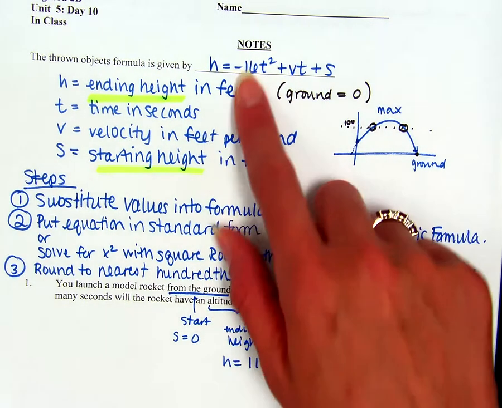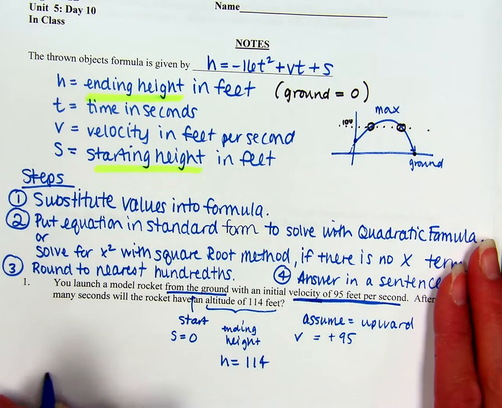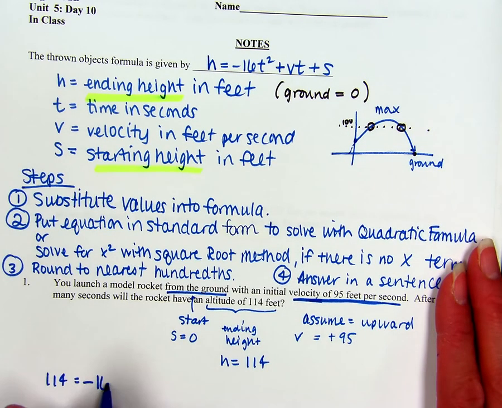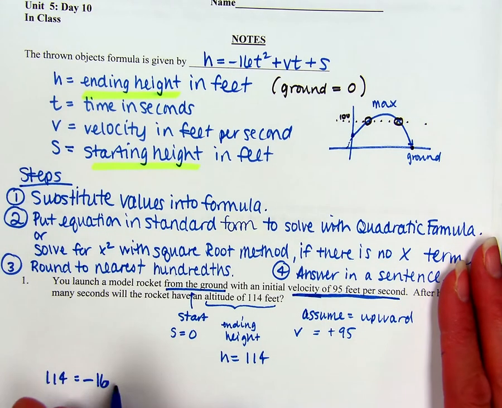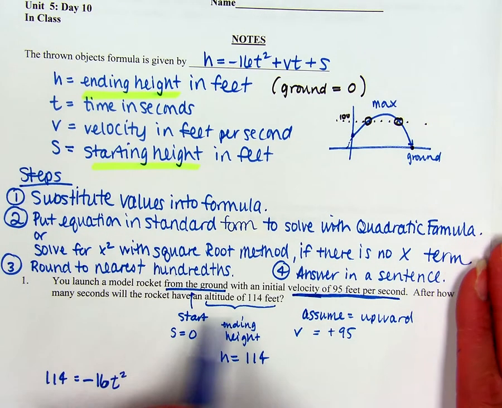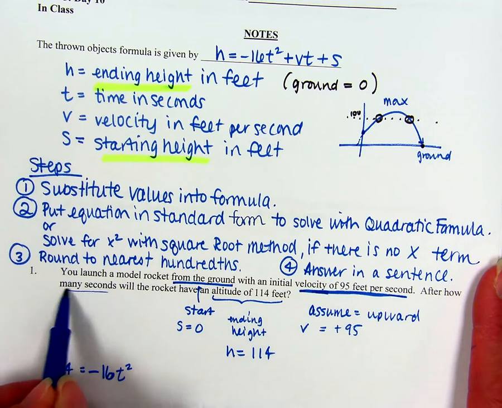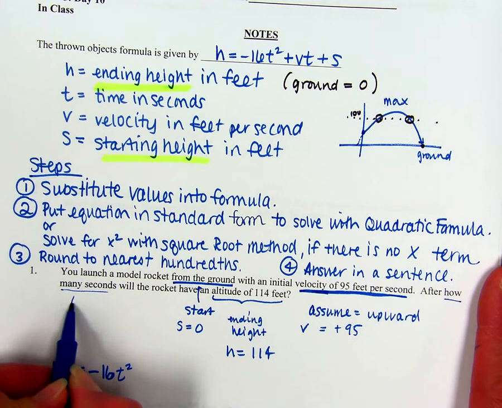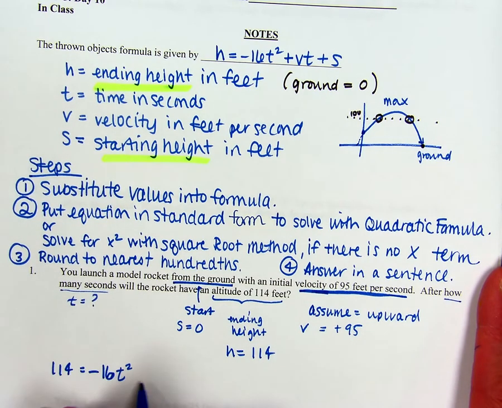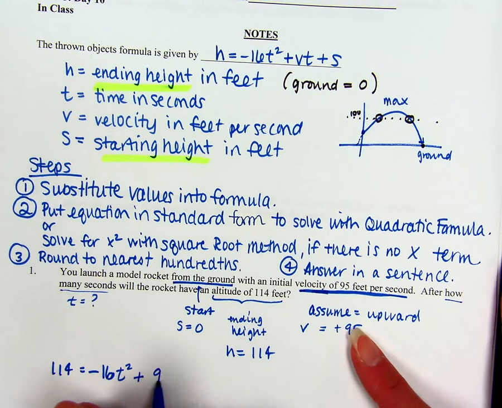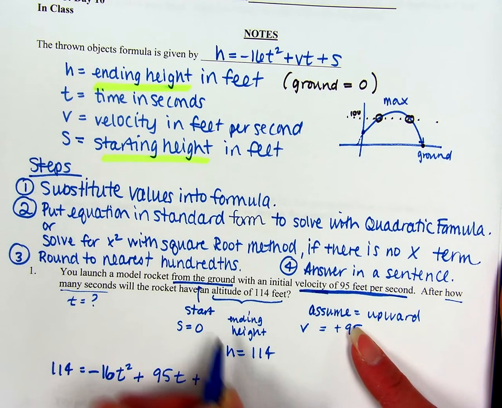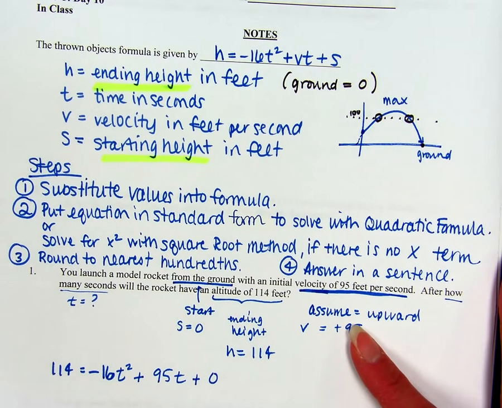All right, so now we just need to substitute into our equation. So h is 114. Negative 16, that's just the acceleration due to gravity in feet per second. So it's always going to be negative 16. T is time, that's what you're looking for, right? After how many seconds? That's the thing we don't know. All right, plus our 95 feet per second velocity, so 95t, plus our starting height, which was 0.